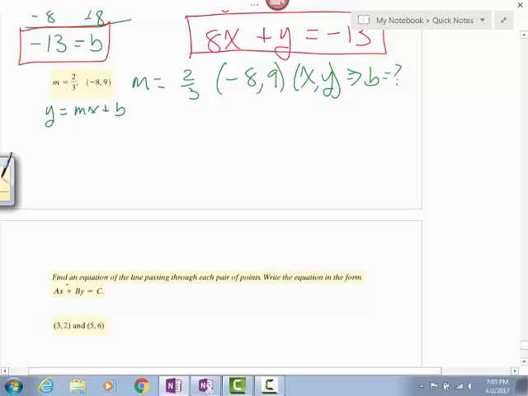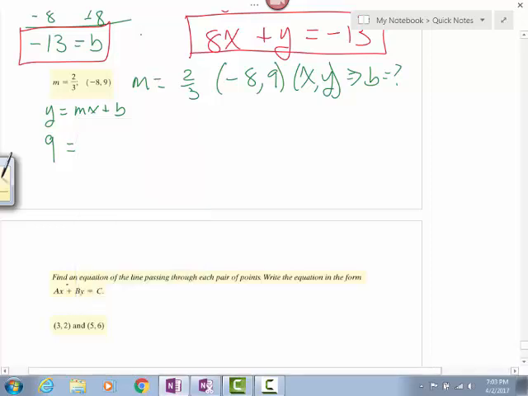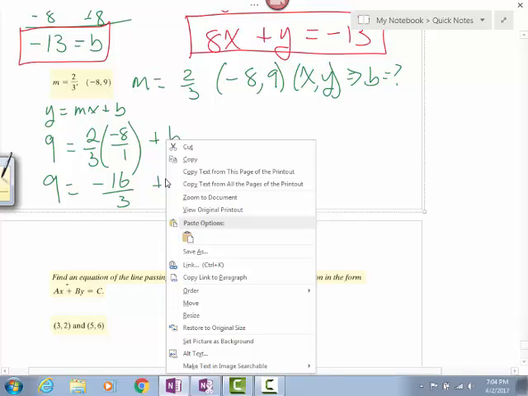So we're going to go slow here. Where the y used to be, 9. Where the m used to be, 2/3, 2 over 3. Where the x used to be, negative 8, but I'm going to think about it as a fraction, negative 8 over 1, plus b. All right, my first step here, I'm going to multiply straight across. That's a negative 16 over 3 plus b.